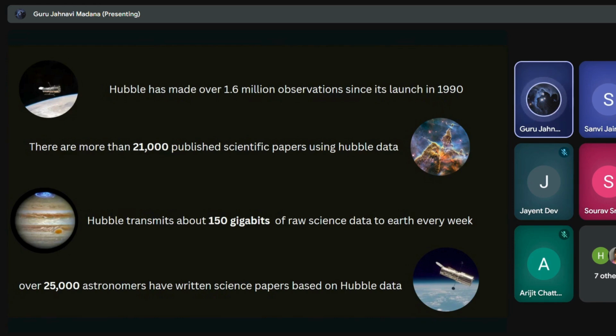It helped us measure the age of the universe, around 13.8 billion years. It captured the light of galaxies billions of years away. It discovered the accelerating expansion of the universe, and many more cool discoveries. So Hubble literally redefined how we understand the cosmos.